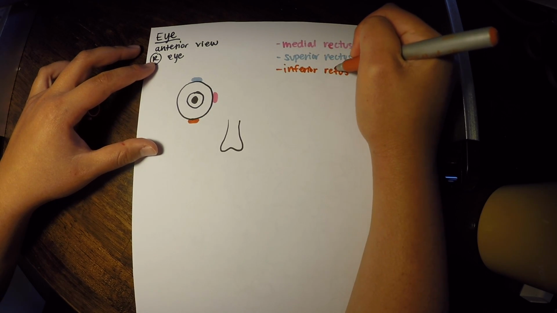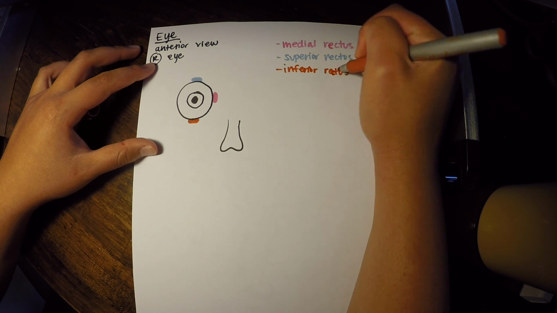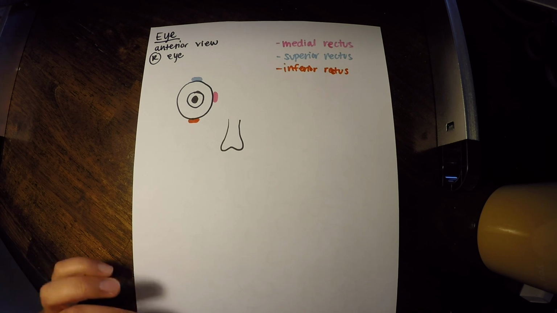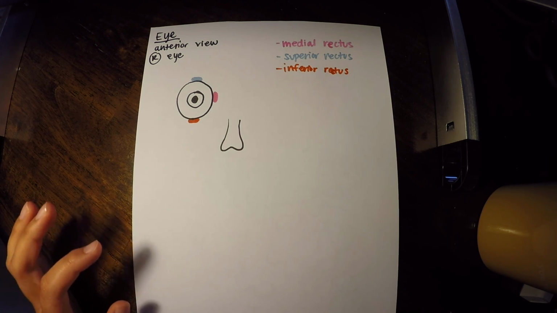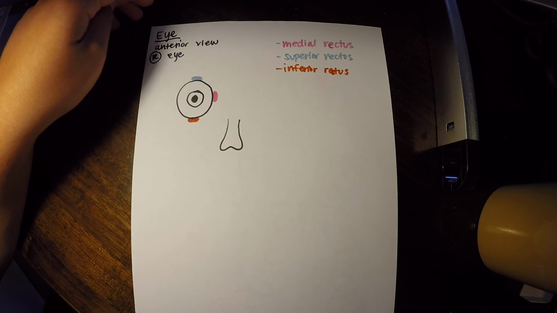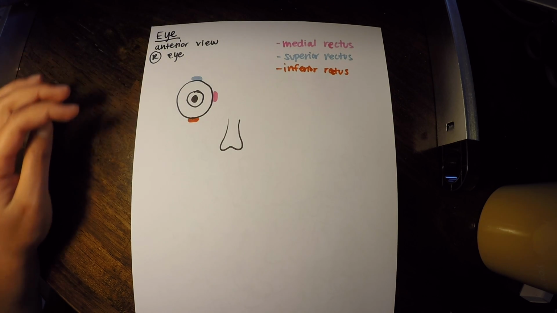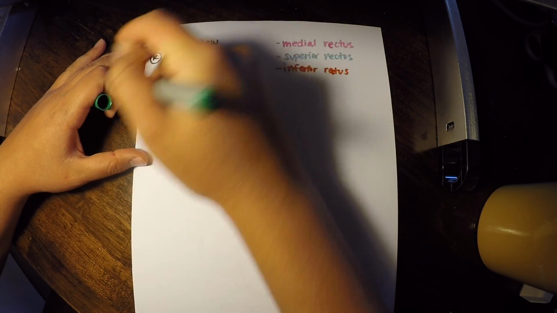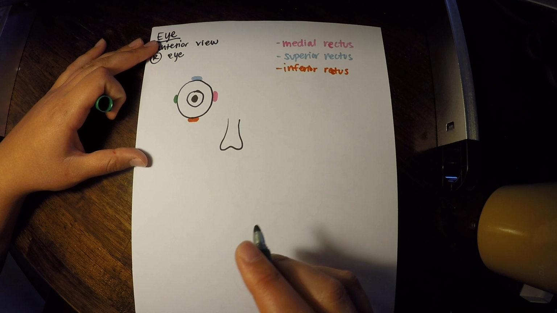Oops, R-E-C-T-U-S, I missed a C there, rectus. Now you also have a lateral rectus muscle, and that lateral rectus muscle is the only one of these three that's not innervated by cranial nerve number 3. Your lateral rectus is lateral, and it brings your eye looking laterally if you want to look to the side of your body.